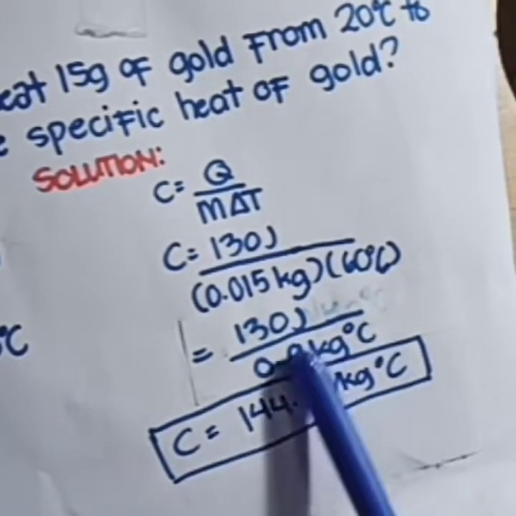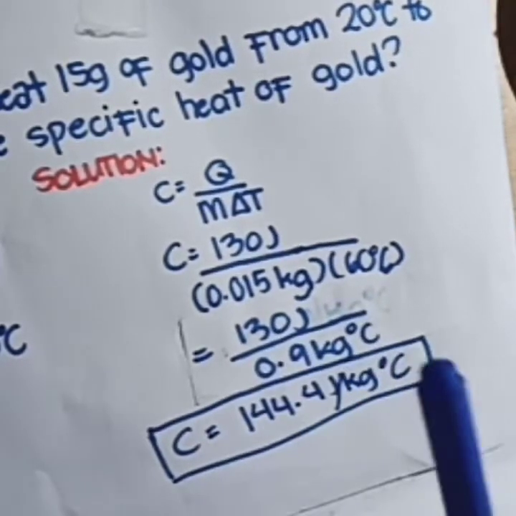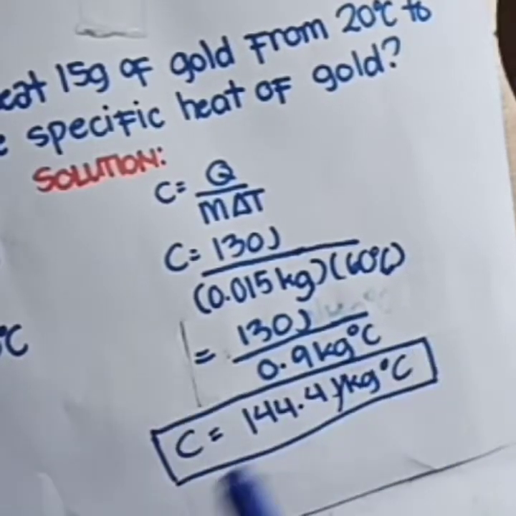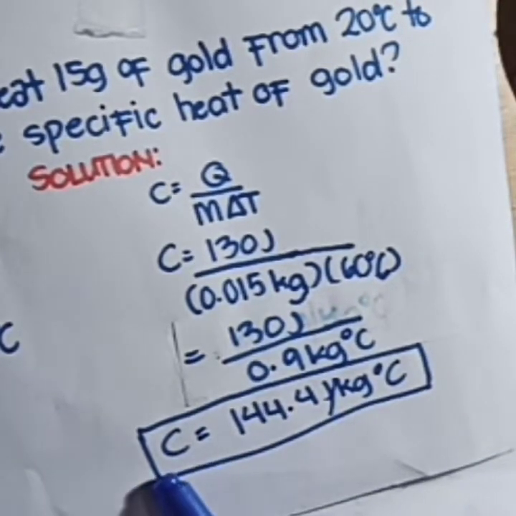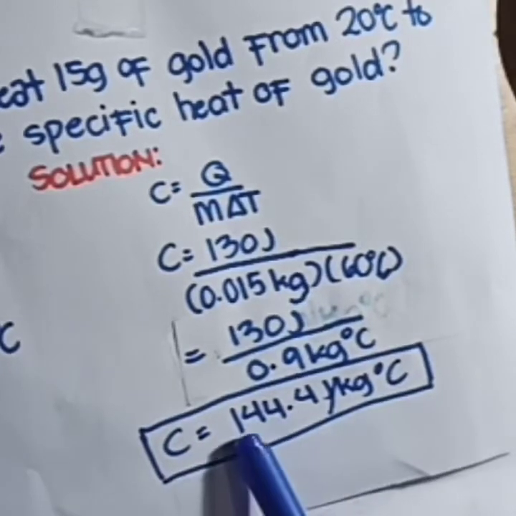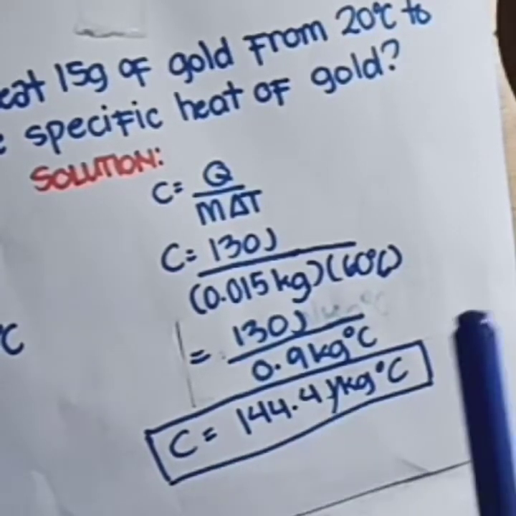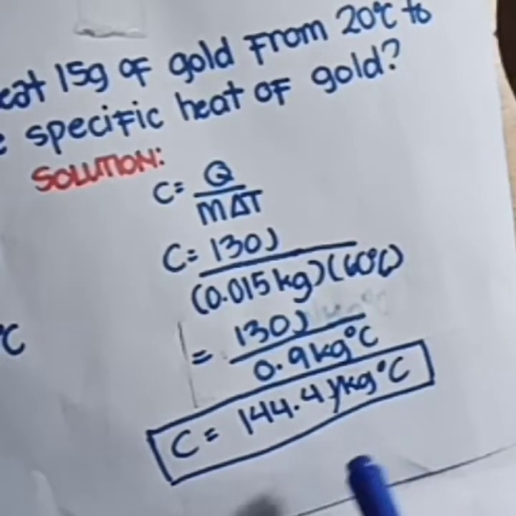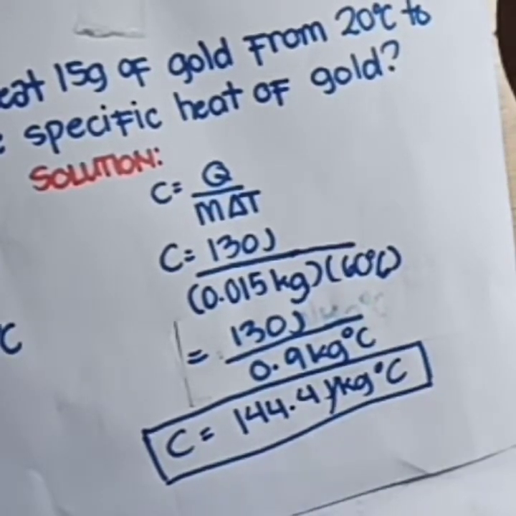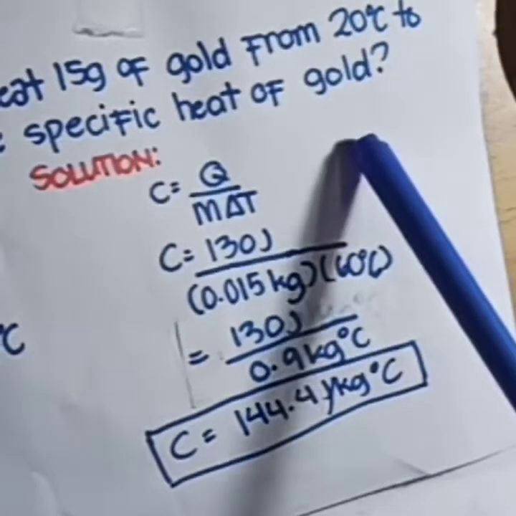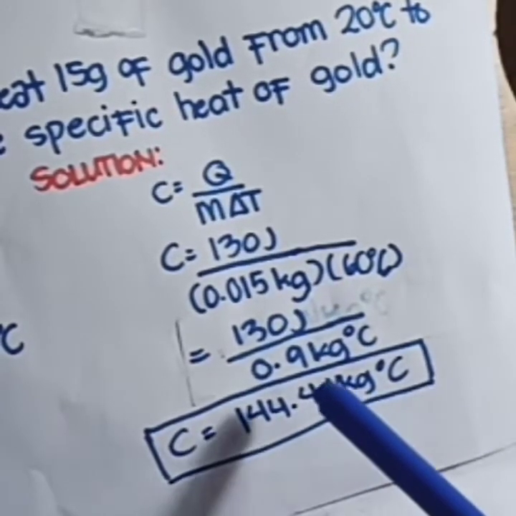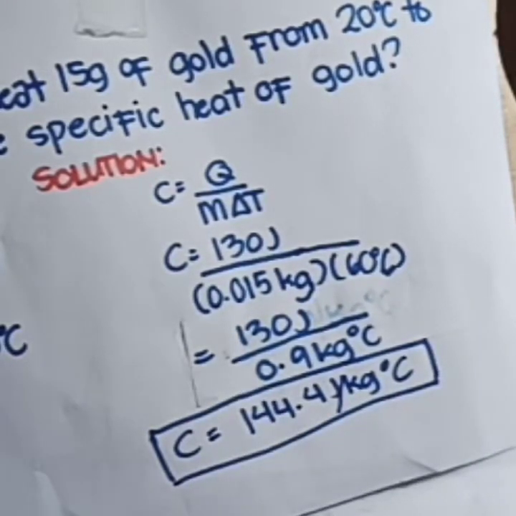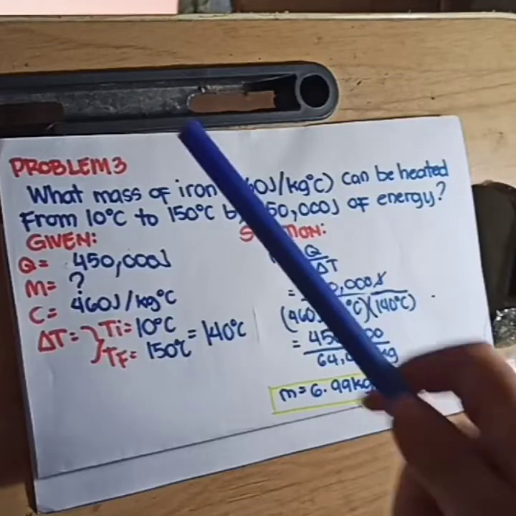So after that, we're going to divide the 130 joules by 0.9 kilograms degrees Celsius. The specific heat equals 144.4 joules per kilogram degrees Celsius. So we have here the answer: the specific heat of gold is 144.4 joules per kilogram degrees Celsius. Now let's proceed to problem 3.